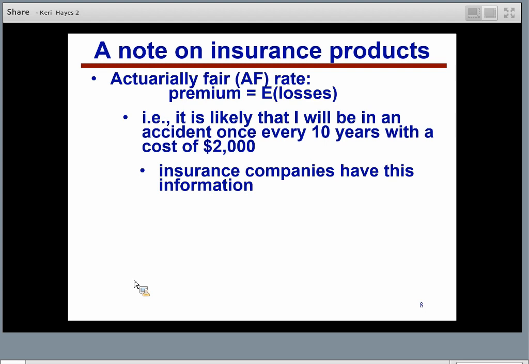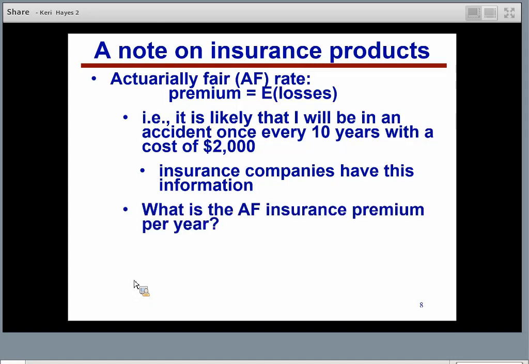So think about this kind of simple example. Say that it's likely that you'll be in an accident once every 10 years, and you don't know when that accident's going to happen. It could happen in the first year, it could happen in the 10th year. And if you do get in an accident, the cost will be $2,000, right? So this is a very simple example. We know in reality these losses are not capped or $2,000, but let's just say it's $2,000 and it's going to happen once every 10 years, okay? And that's based on what the insurance company has collected on you. So what is the actuarially fair insurance premium rate per year?